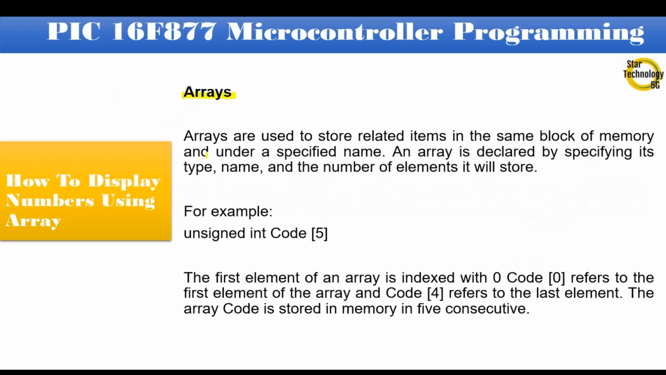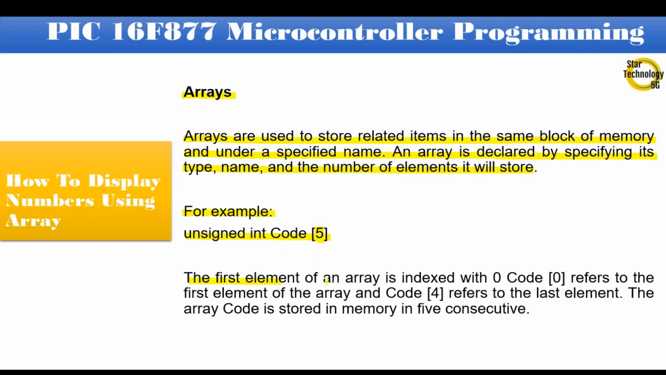Arrays. Arrays are used to store related items in the same block of memory and under a specified name. An array is declared by specifying its type, name, and the number of elements it will store. For example, unsigned int code[5]. Here I defined an array. That array has unsigned int data type, code is the name, and the number of elements stored in this array is 5.